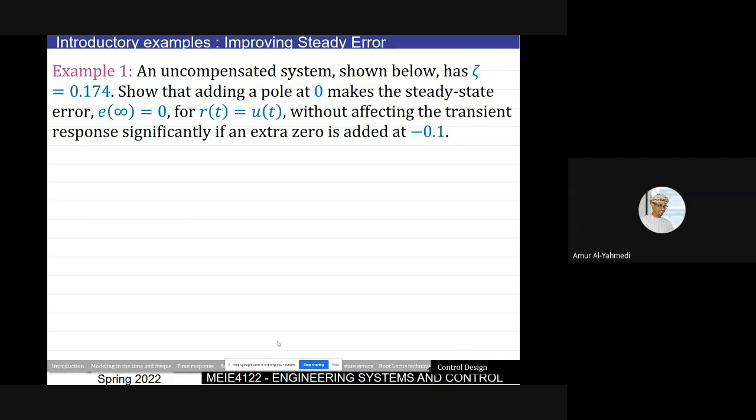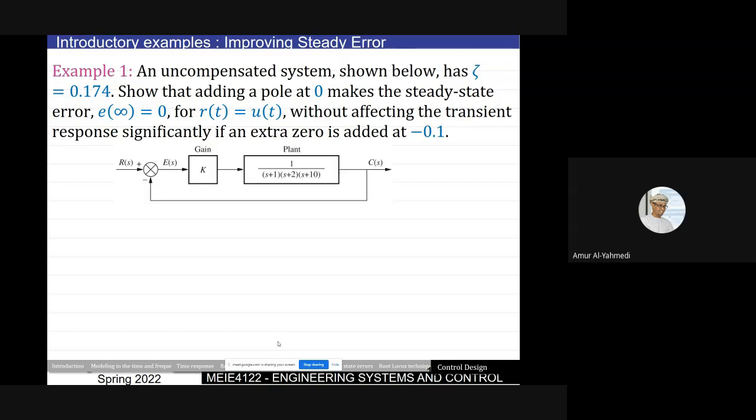You need to add a pole if you are happy with the root locus. The root locus is fine, and you don't want to change the place where the root locus is passing. You want only to improve the steady state error. Put a pole at the origin and a zero very close to it. Then they will cancel each other, and your root locus will not change. It will pass through that point. Okay. So that's how you improve the steady state error.